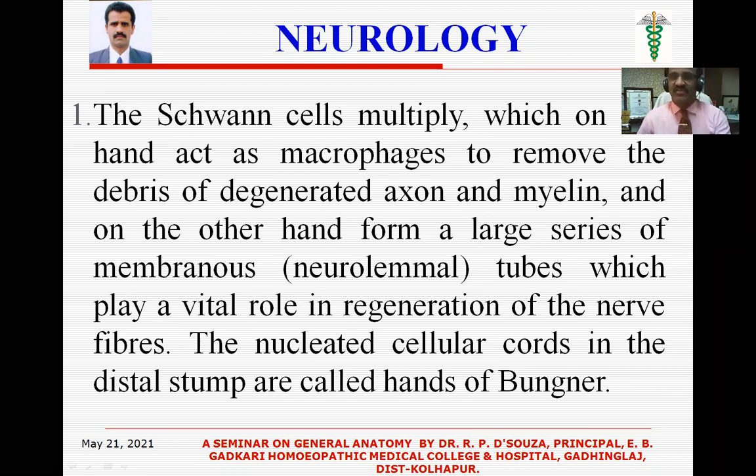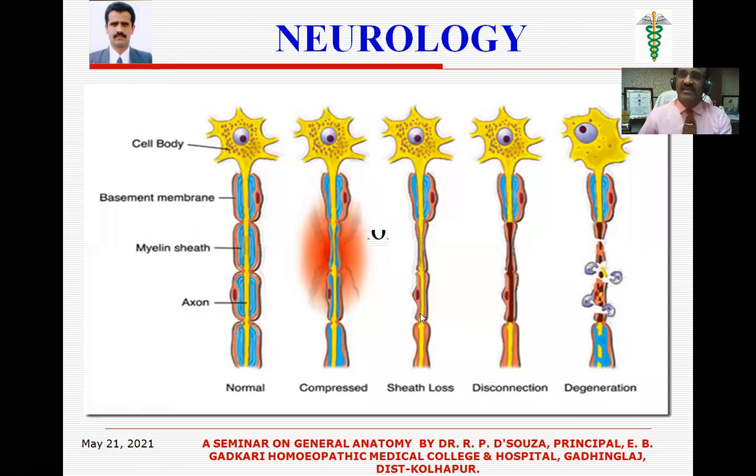So many discoveries have been made by anatomists as far as this system is concerned. The system is of prime importance. Here you can see an image of a normal nerve, an image of a compressed nerve, an image of a sheath loss, with the loss of sheath, and here there is a disconnection also. And here you can see the degeneration. This portion of the nerve has degenerated.